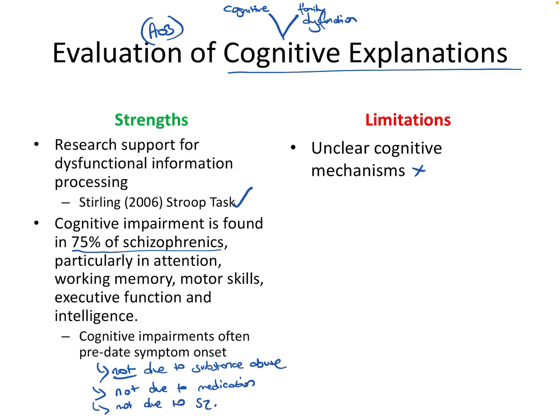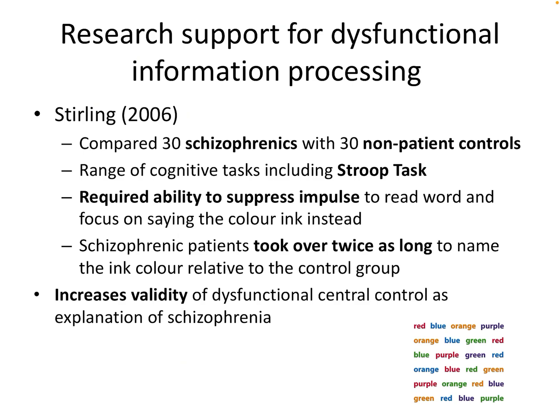We know that this is less a symptom of schizophrenia and actually more of a cause of schizophrenia or an explanation for schizophrenia. So the fact that the cognitive impairments predate the symptoms means that it's less an effect and more an explanation. So now I want to focus on research support for dysfunctional information processing, particularly here central control.